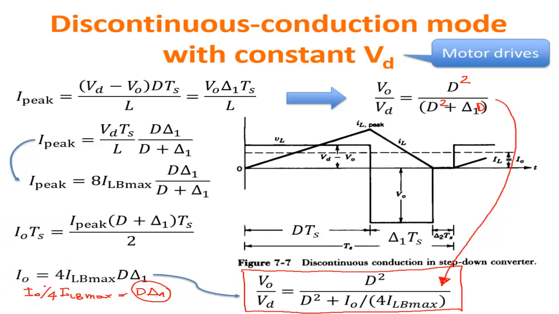So you can see this part. Okay, I can write here. I can write I_O over 4 I_lbmax is equal to D times delta 1. Okay, now the I_lbmax is a constant. You know already how it's defined. I_O is the current absorbed by the load.